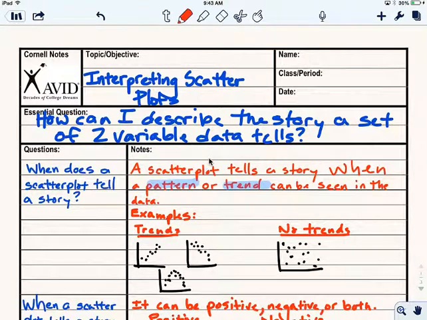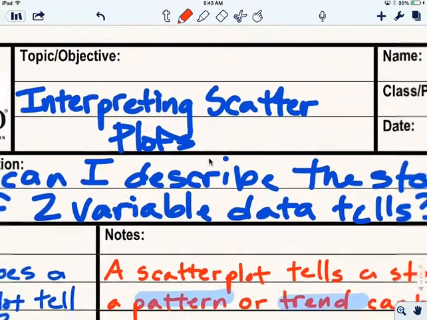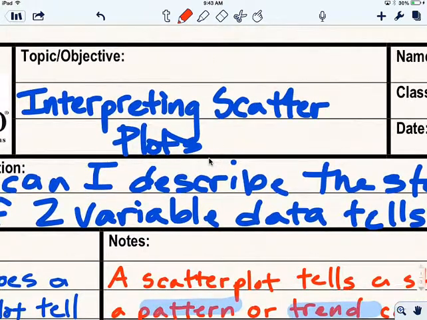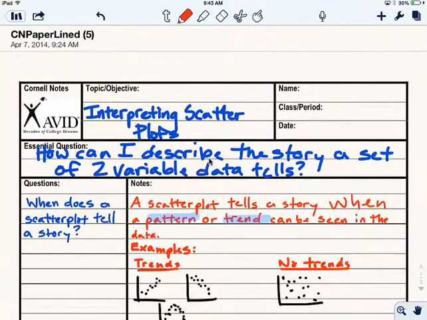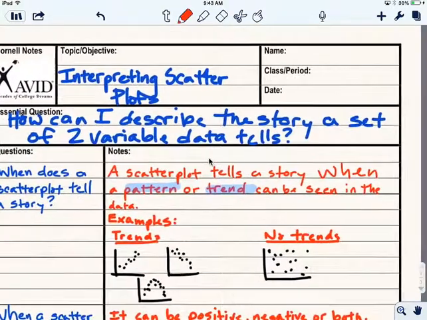All right, this is going to be a set of notes for interpreting scatter plots, so go ahead and put that at the top. For this set of notes, we are going to be pursuing how can I describe the story a set of two variable data tells. A set of two variable data, when you graph it, is called a scatter plot. Give you just a moment, or you can pause to write that essential question.